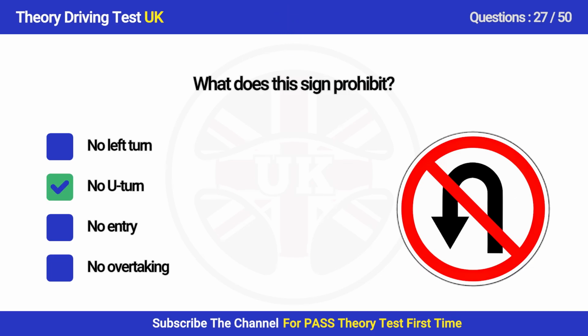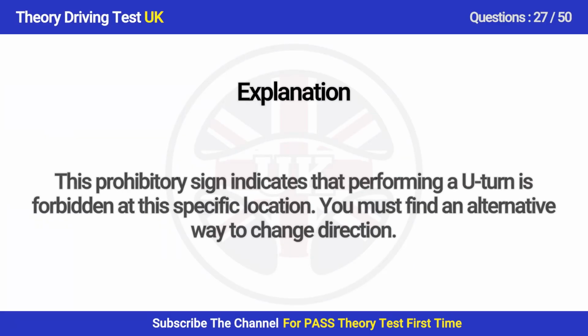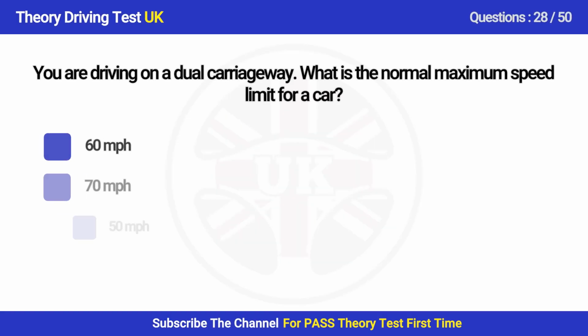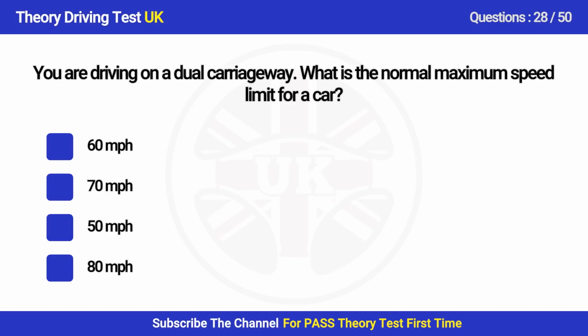Answer is B. No U-turn. This prohibitory sign indicates that performing a U-turn is forbidden at this specific location. You must find an alternative way to change direction. Question 28. You are driving on a dual carriageway. What is the normal maximum speed limit for a car?